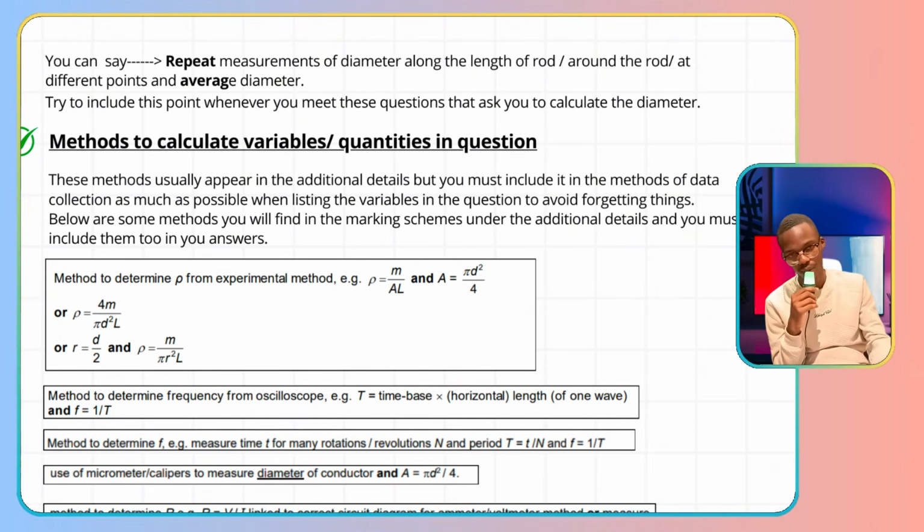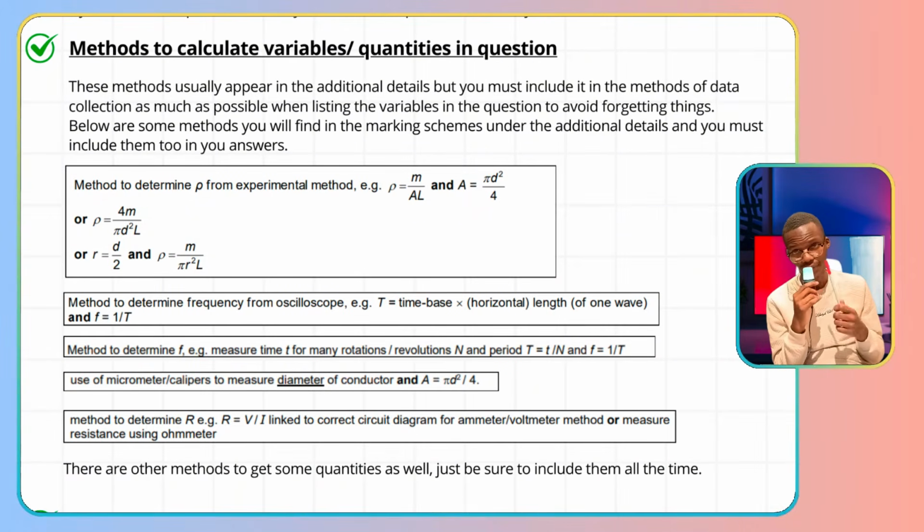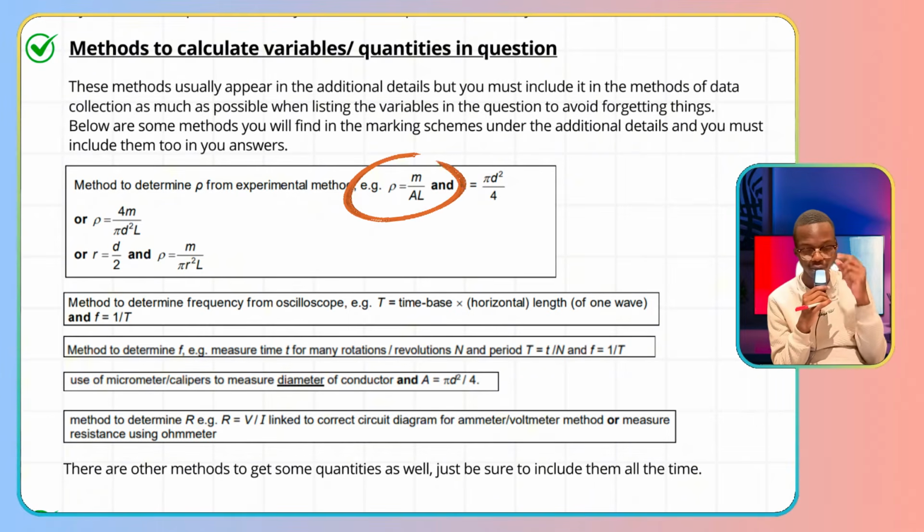Okay. Methods to calculate variables or quantities in questions usually fall under additional details, but if you had already been following these lectures, you probably have included these under defining the problem, or under method of data collection, so I shouldn't be too worried about you. But essentially, what follows under this section, for example, methods to determine density: just saying mass over volume and putting the formula to calculate the density will probably get a mark.